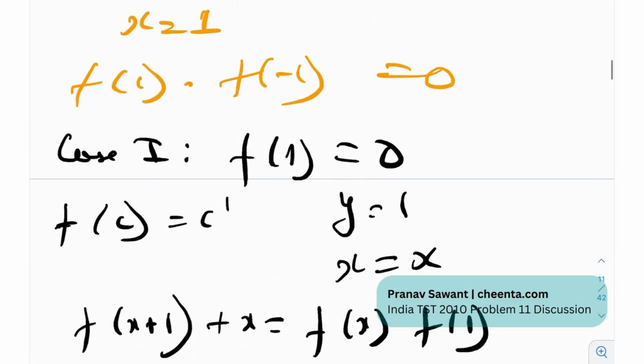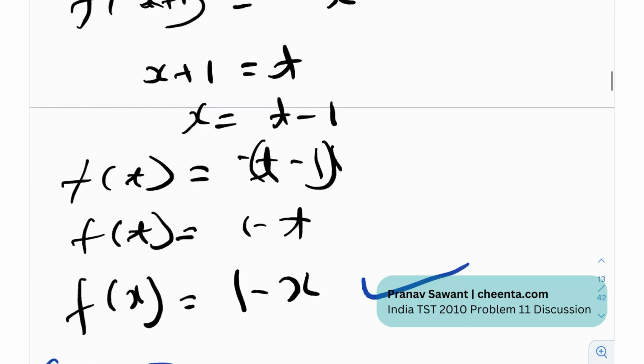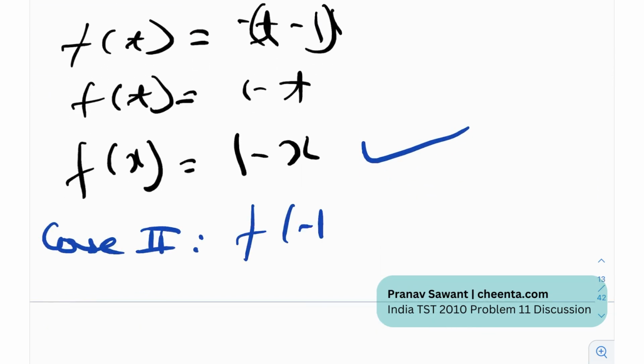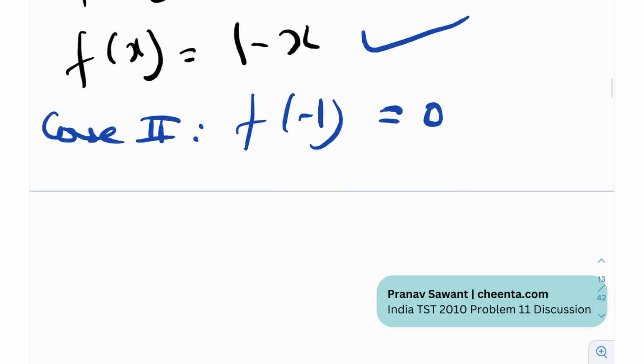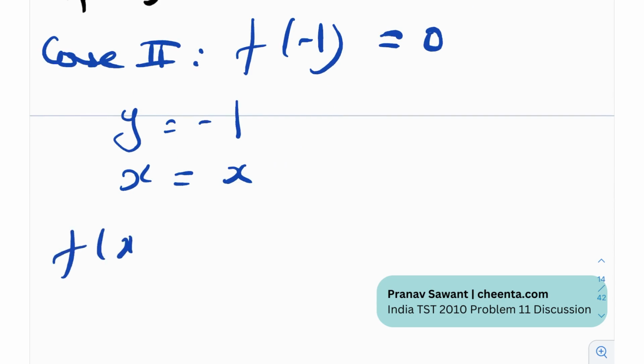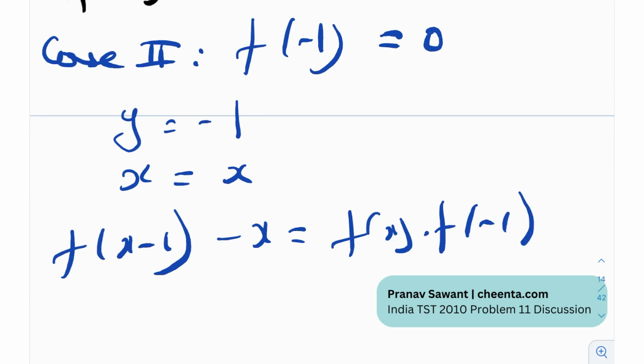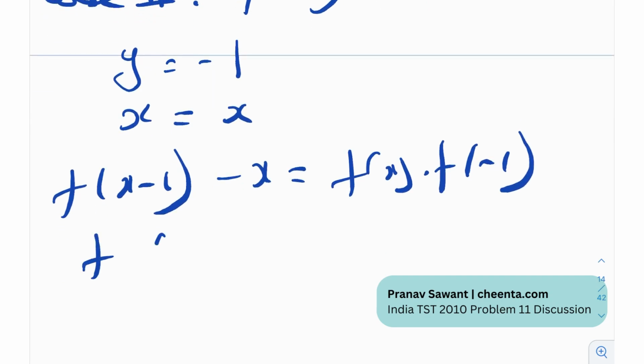So what do we have in case number 2? Well, the first case was f of 1 is equal to 0. The second case would be f of minus 1 equal to 0. Again, just a similar problem solving strategy. If you have a constant whose value is 0 or 1 or 2 or whatever, you can just plug that in as y and x as x. So here I will get f of x minus 1 minus x is equal to f of x times f of minus 1, which is obviously 0. So f of x minus 1 is equal to x.